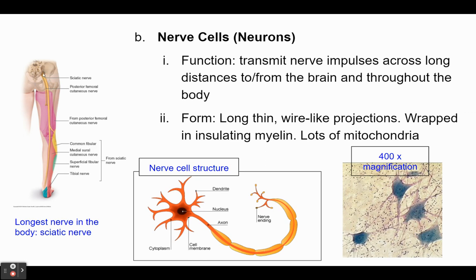The longest nerve in your body is the sciatic nerve, and it is a super long, thin nerve that goes all the way from the base of your spinal cord down to the end of your big toe. It's an incredibly long, thin cell. We can see that nerve cells have a main cell body, and most of them have one long extension coming off of them that's called the axon. That's an optional thing to write down.